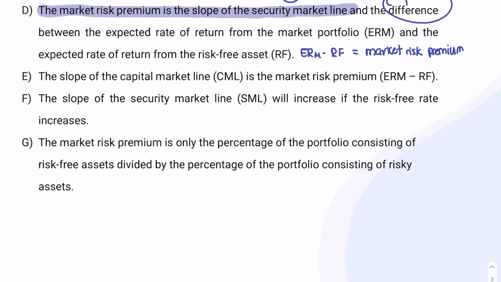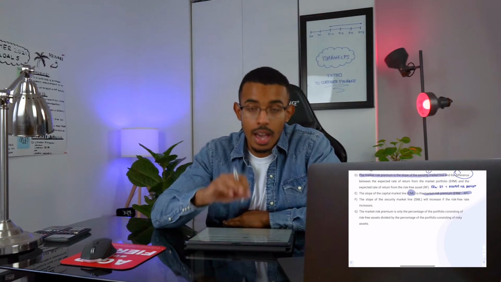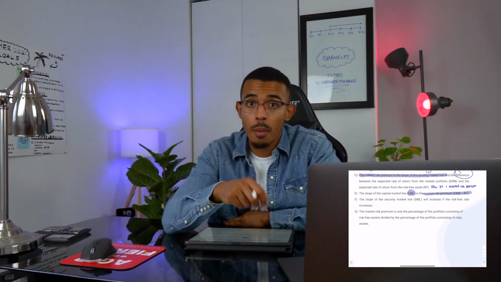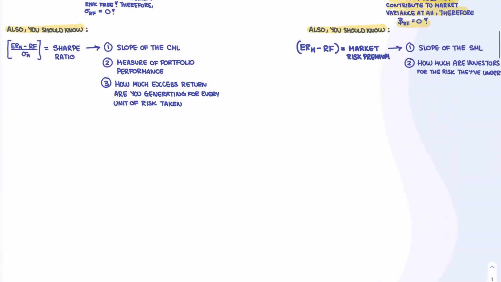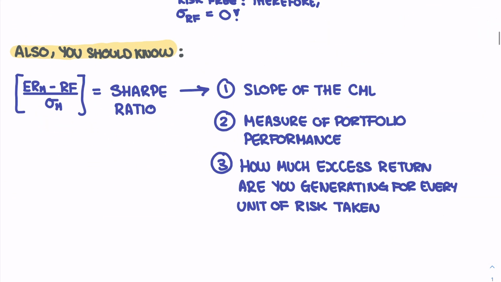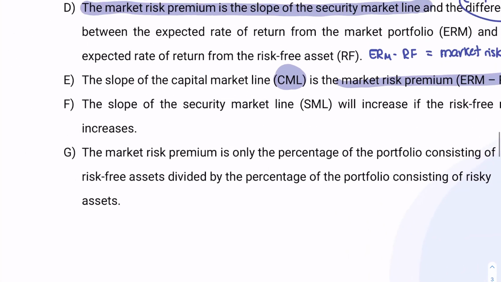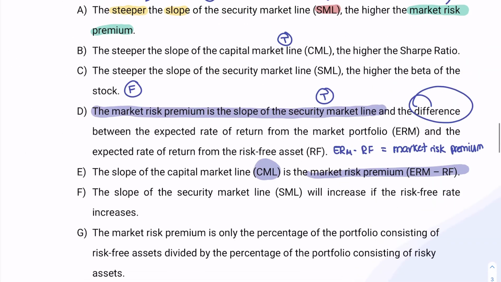Now, once again, we're introducing this idea of the CML versus the market risk premium, but we know that the CML has a slope that is the Sharpe ratio. And the Sharpe ratio is equal to ERM minus RF over risk M. I call it sigma M, but you know what I'm saying here. So if we go back, we know that our CML will have the Sharpe ratio as its slope. Therefore, if we tell you that the slope of the capital market line is a market risk premium, well, that's actually false. That wouldn't make sense at all.